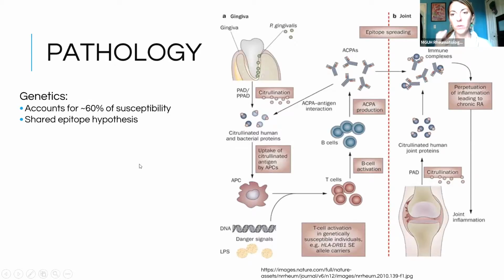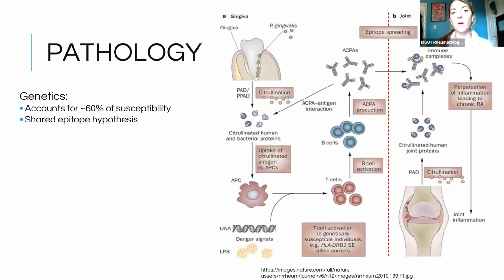So pathology-wise, there is a genetic susceptibility that's important. It's been estimated that this maybe accounts for about 60% of overall susceptibility in individuals. A lot of this is based on your HLA, certain HLA subtypes that might set you up to be more likely to develop an autoimmune process.